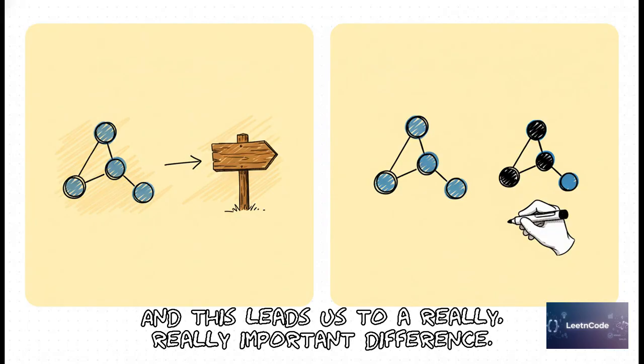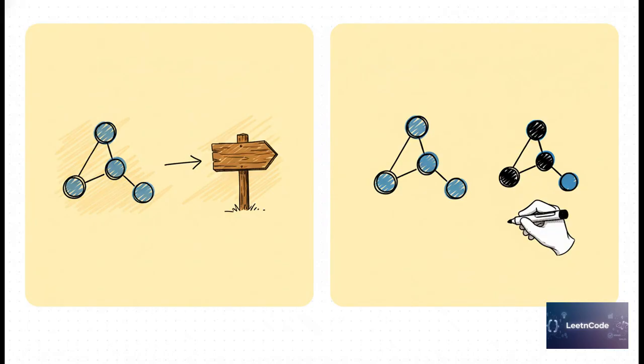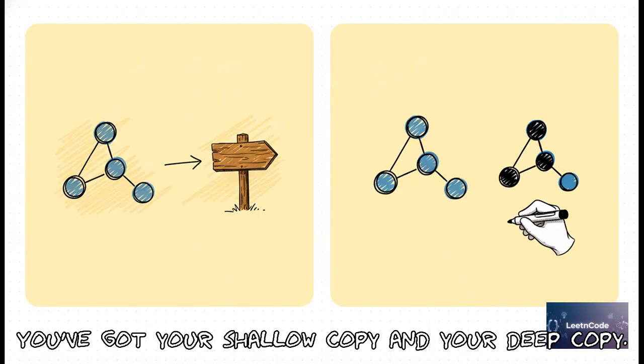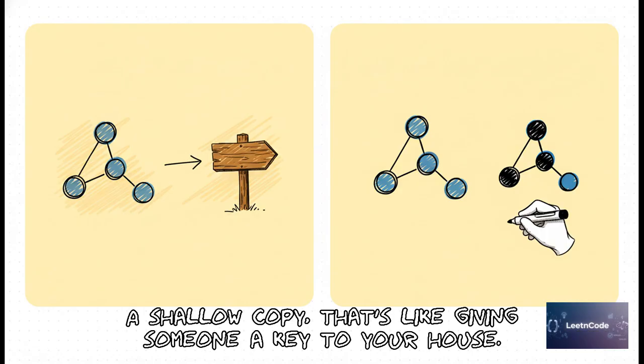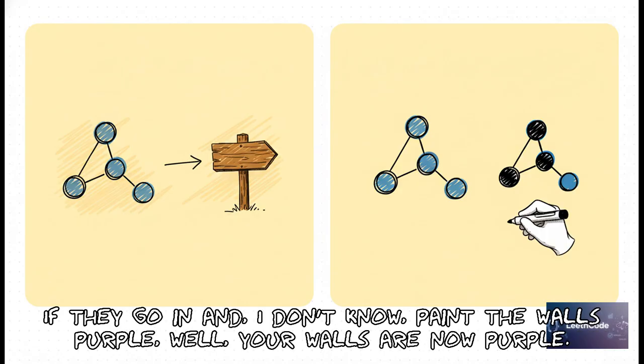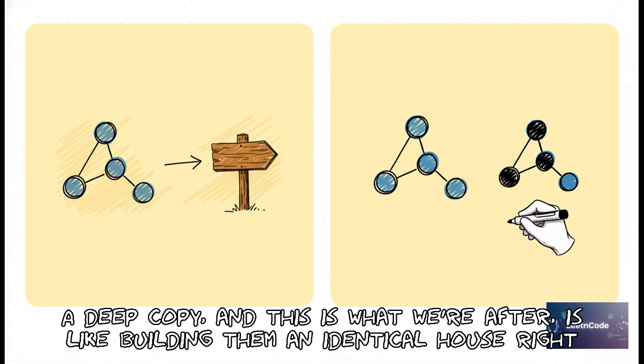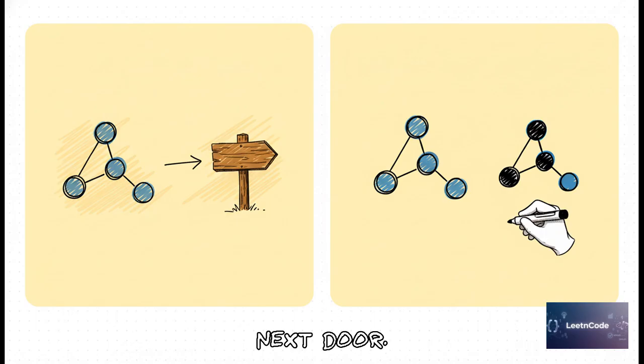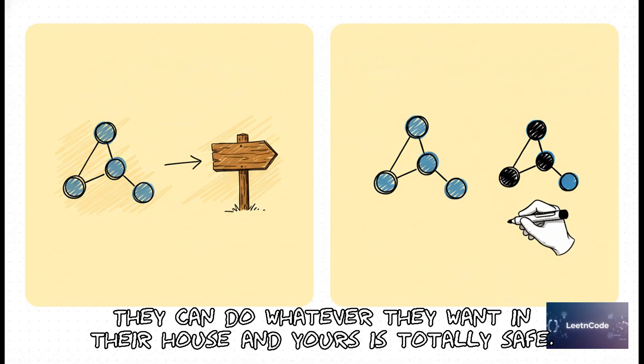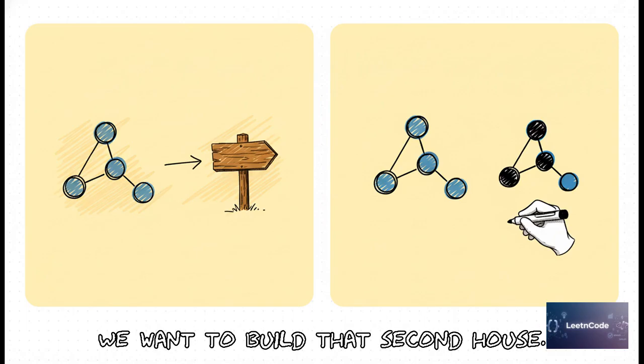And this leads us to a really important difference. You've got your shallow copy and your deep copy. A shallow copy, that's like giving someone a key to your house. If they go in and paint the walls purple, well, your walls are now purple. It affects the original. A deep copy, and this is what we're after, is like building them an identical house right next door. They can do whatever they want in their house, and yours is totally safe. We want to build that second house.